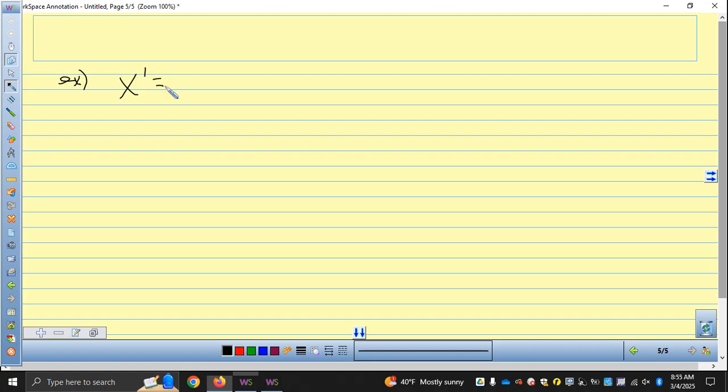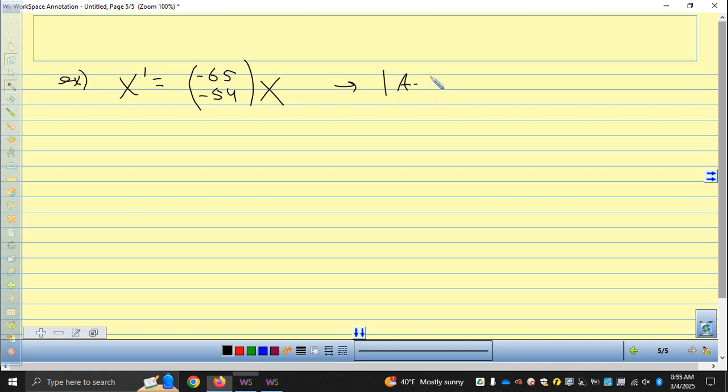X prime equals the matrix negative 6, 5, negative 5, 4 times x. So from here, I'm going to do A minus lambda times the identity matrix. That's going to be negative 6 minus lambda, 5, negative 5, 4 minus lambda. And we want that determinant to be 0.